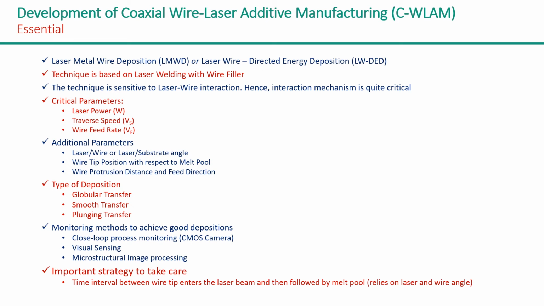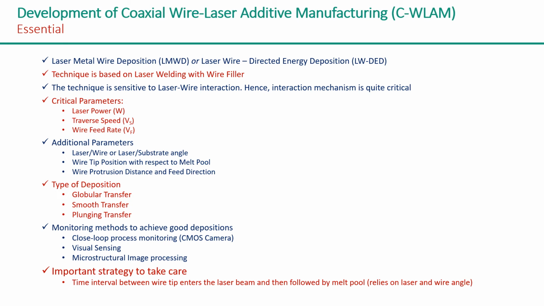So, of course, when the laser is interacting with the wire, which kind of deposition are we getting? Basically, we are getting three different kinds of deposition. First, if we talk about the deposition type, it is globular deposition, or globular transfer. So what is exactly this?